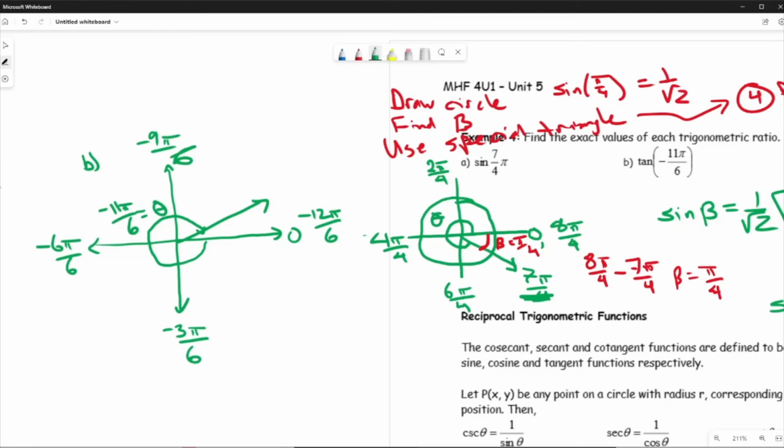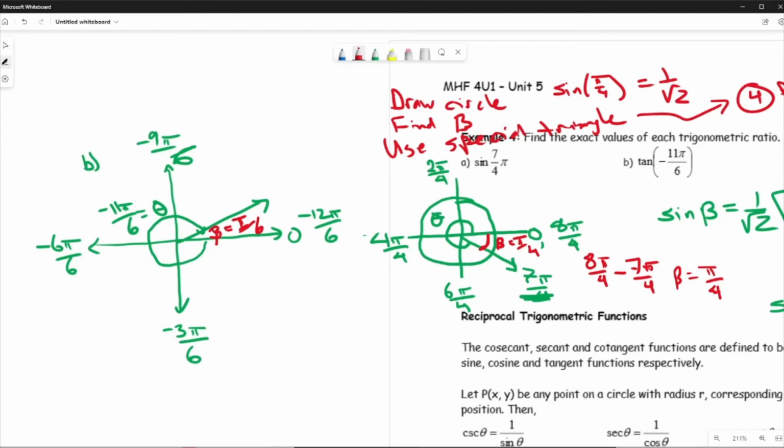Now here's an example of what I meant earlier when I said, why would I want to work with a negative angle here? I could work with a negative angle if I wanted to, right? And what would happen here is I would discover that beta is pi over 6, because if you go 11 pi over 6 this way, it would only take one more to go the full rotation.